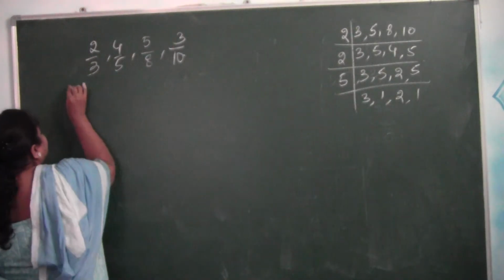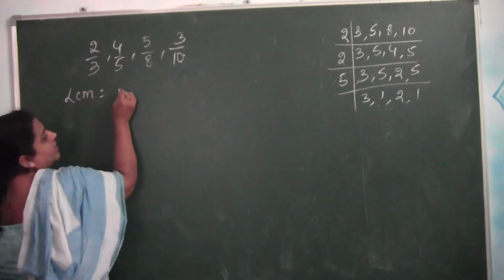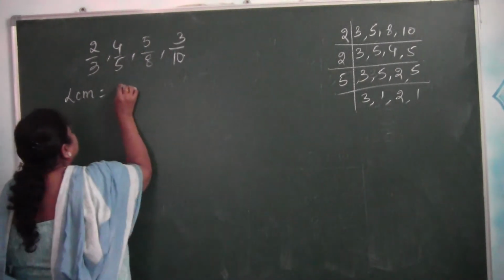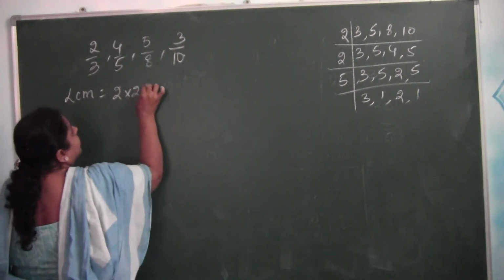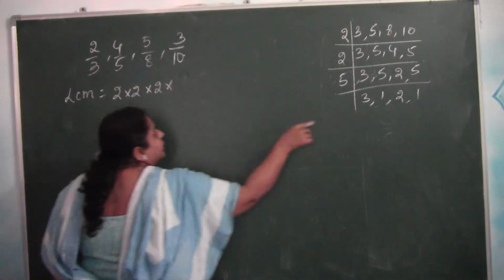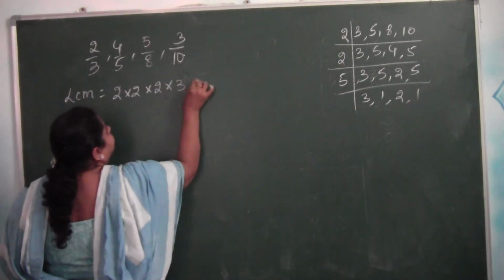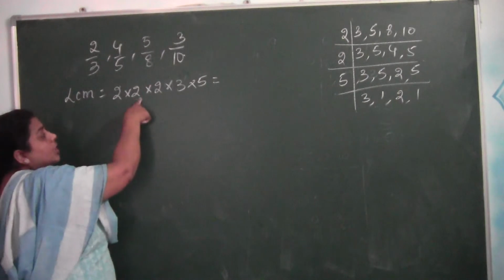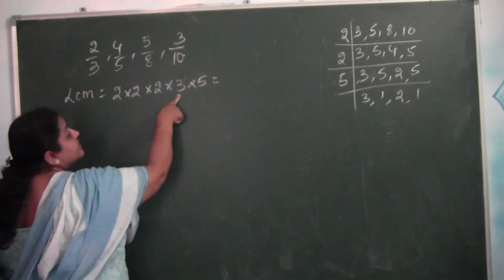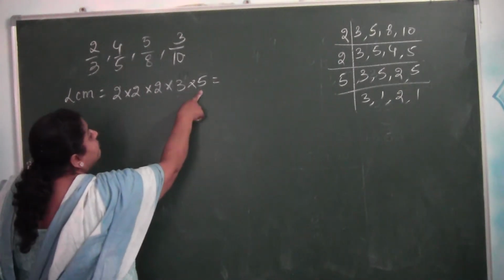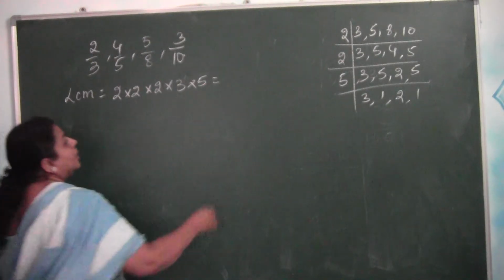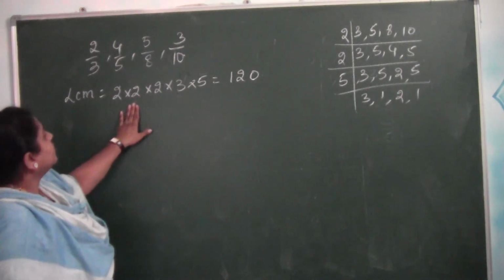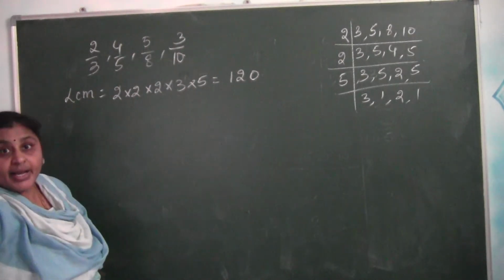Now what is the LCM I got? LCM is, how many 2s are there? 3 2s. 1, 2, 3. So 2 into 2 into 2 into 3 into 5. Okay. Now let us multiply. 2 2s are 4, 2s are 8, 8 3s are 24, 24 5s are how much? 120. Okay. So 4 3s are 12. Yes. 120 is my LCM.